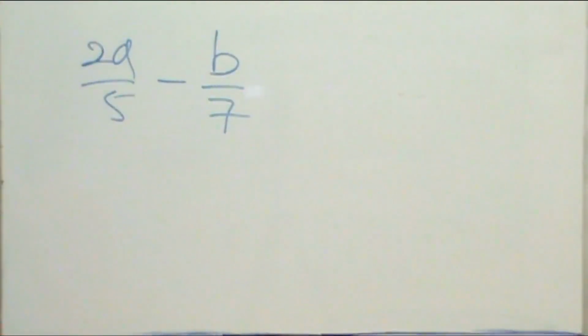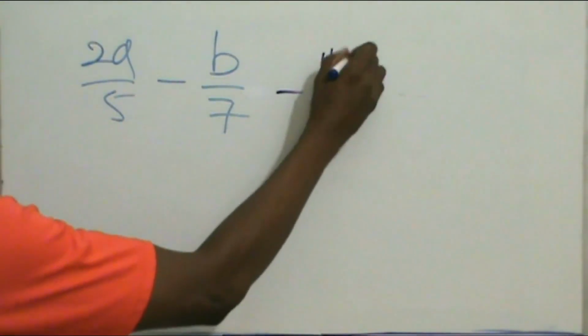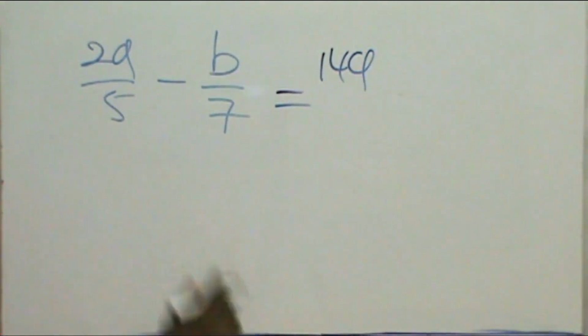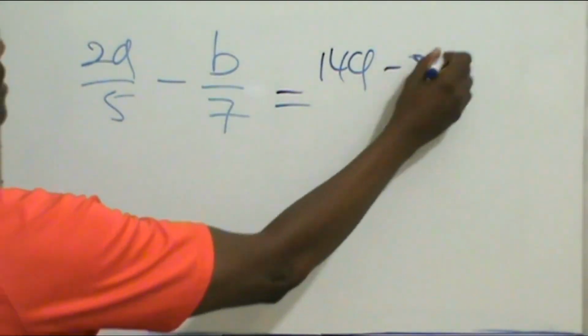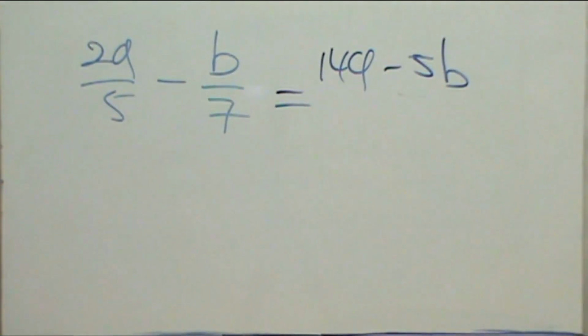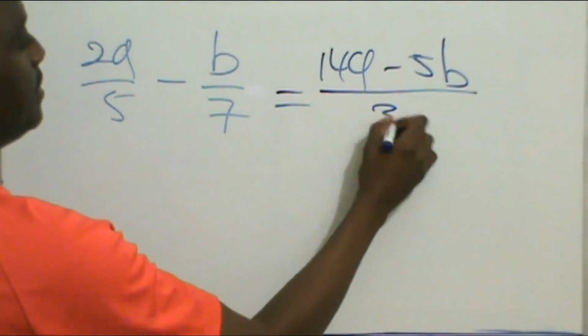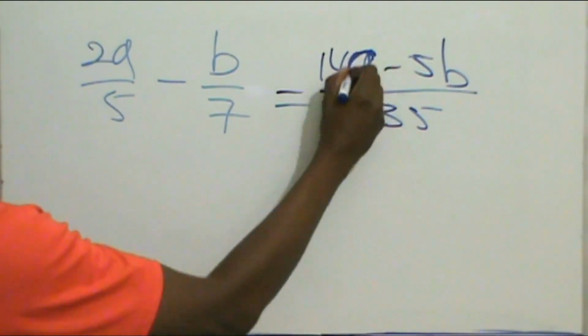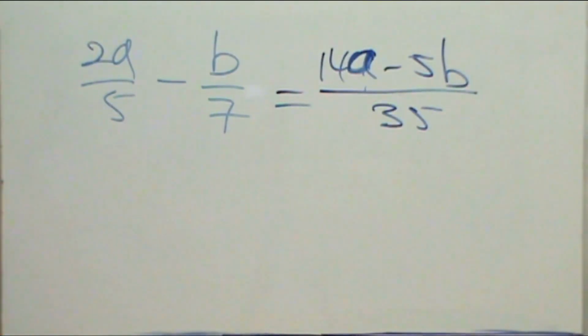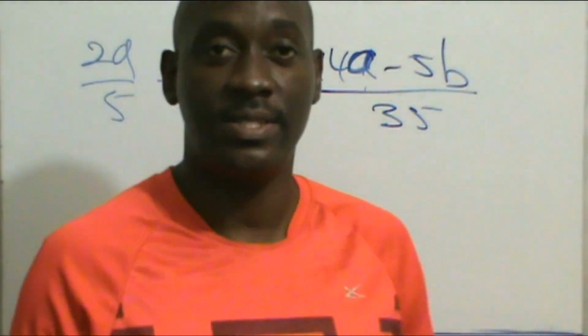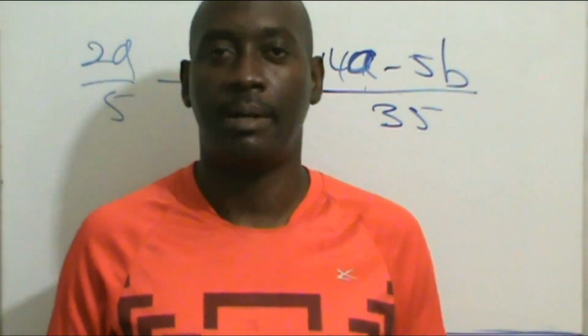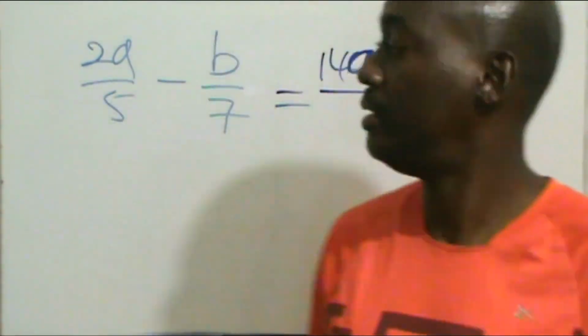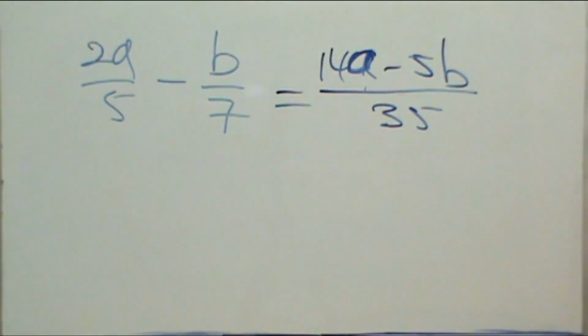So again, you cross multiply across the sign. 2a times 7 is 14a, 5 times b is minus 5b, and of course your denominator is 7 times 5, which is 35. And that's it. One line and your story done. So once you know your tables, you cross multiply, bam bam bam, end of discussion.